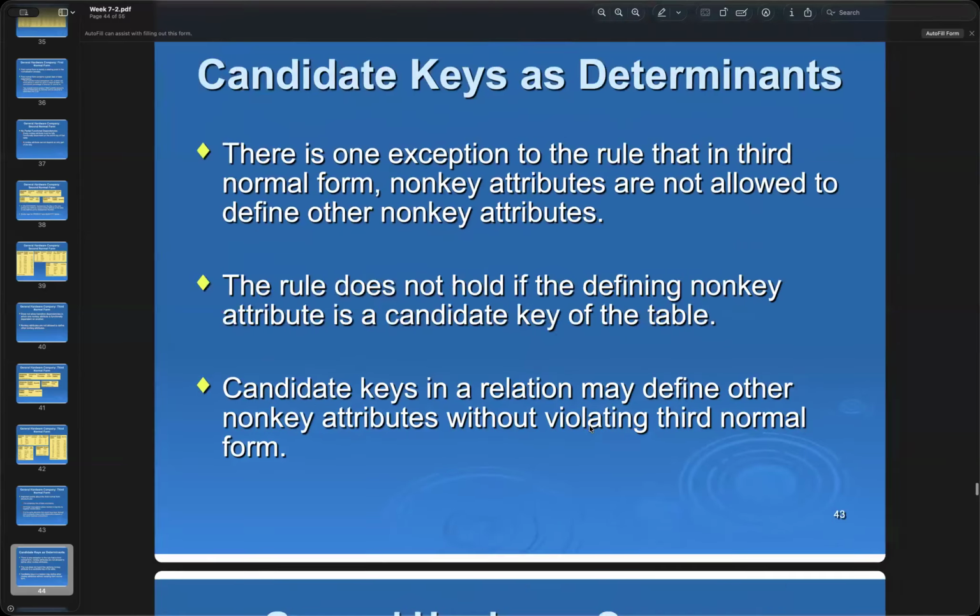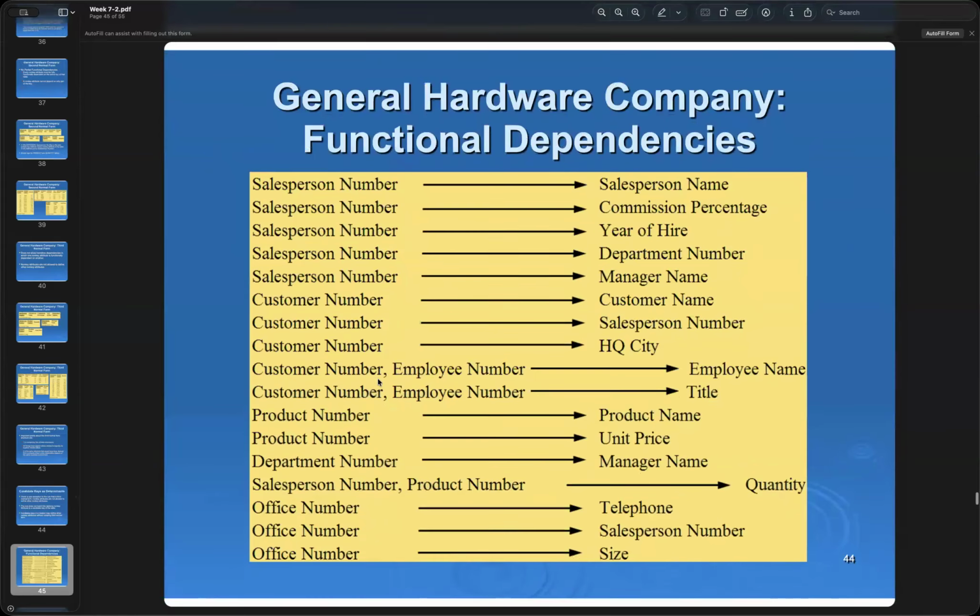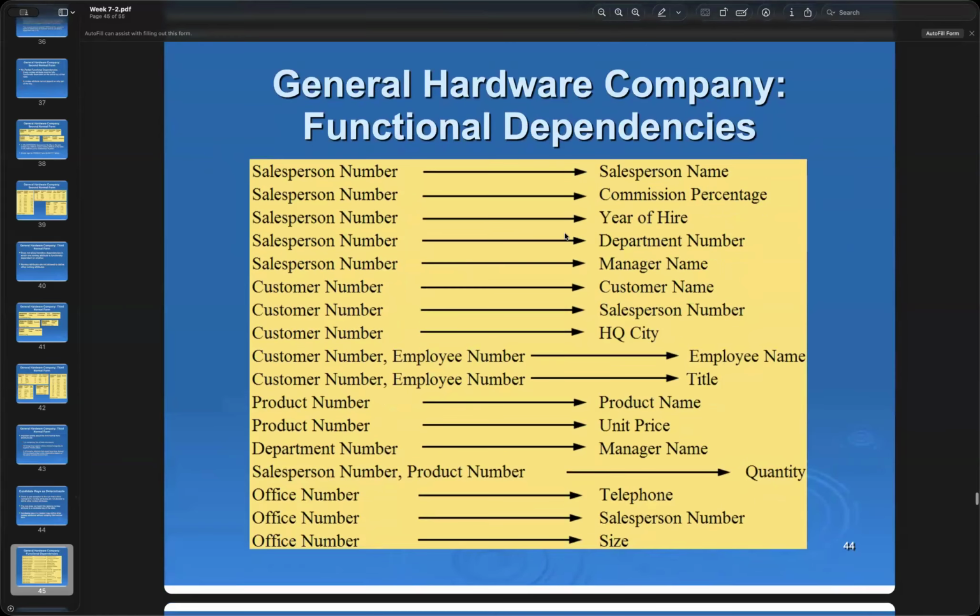So here's the tricky part. Just to give you the functional dependency right here, when we try to categorize it, we put in all those fully functional dependencies. So you see sales number. We should put name, commission, year hired, department, manager, right?